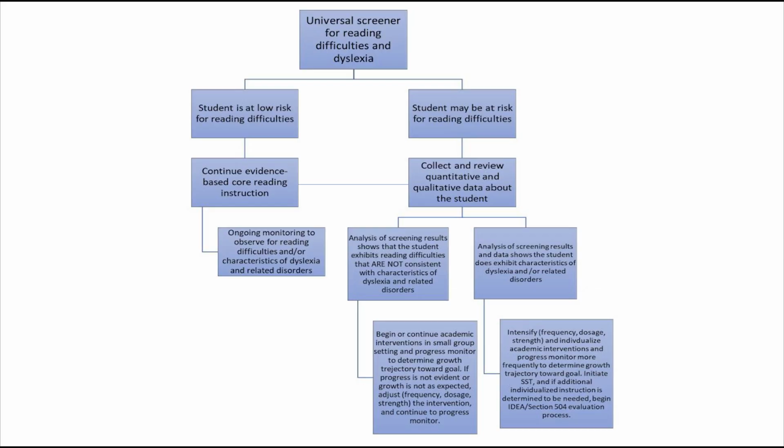And then, after you do this, this is sort of our decision matrix, right? After you've done your universal screening, students who are at low risk for reading difficulties continue your evidence-based reading instruction. Students who may be at risk for reading difficulties, continue your evidence-based reading instruction, collect more data, and think about what areas may be weak and how that can inform our teaching as a whole. Continuously progress monitor the students on both sides. But again, the key after you've done your screening is quality Tier 1 evidence-based instruction.